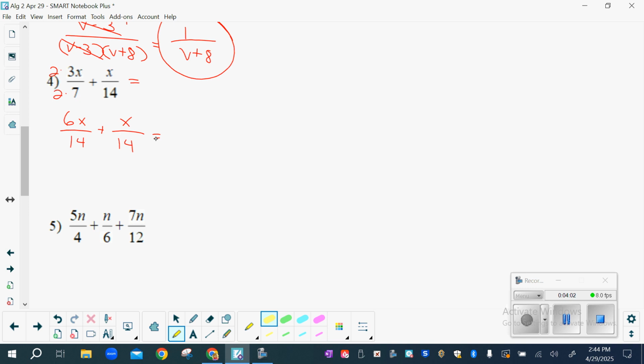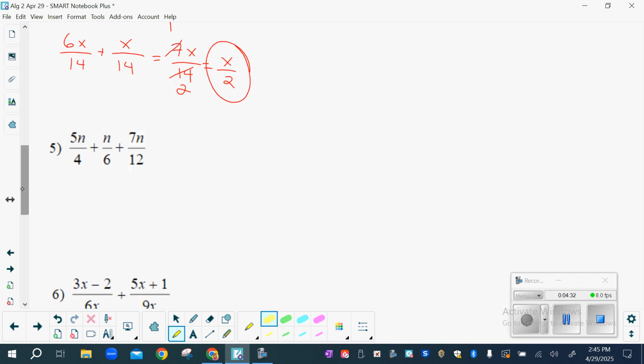7x over 14. So somebody besides Derek in that group, how can we simplify that? It goes into both 7 and 14. Yeah, 7. 7 goes into 7 once, and it goes into 14 twice. So this is x over 2. So just remember to look and see if you can do any canceling. Go ahead and do number 5 on your own. It's going to be your you try.